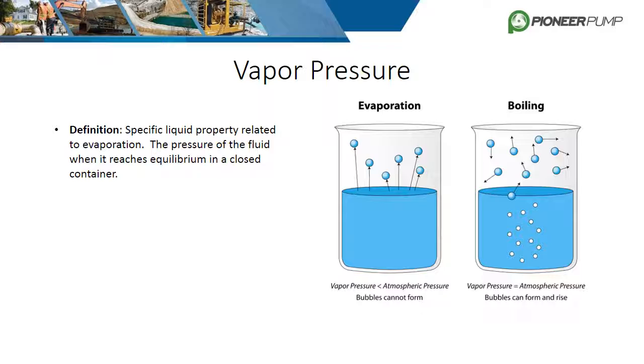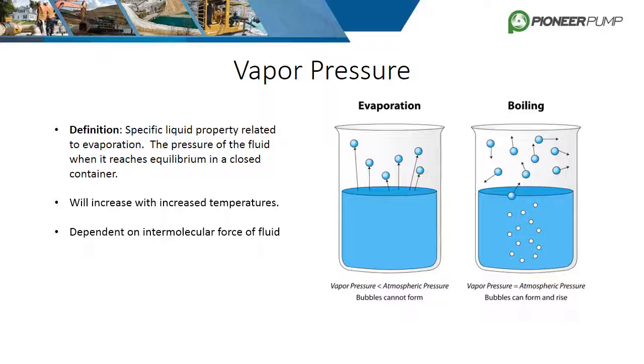The next important concept to review regarding pressure is vapor pressure. Vapor pressure is a liquid property related to evaporation. Technically, it is the pressure of the fluid when it reaches equilibrium at a given temperature in a closed container. The rate of evaporation and the rate of condensation are equal at the vapor pressure. The vapor pressure will increase as temperature increases, and it is also very dependent on the intermolecular forces within the fluid. The intermolecular force is why water tends to bead up and is why surface tension exists. In other words, vapor pressure varies with different fluids.